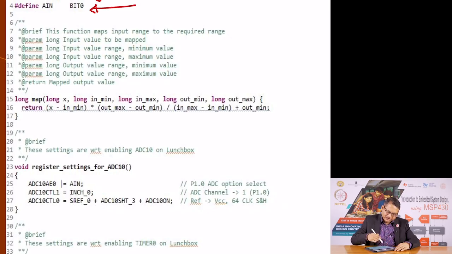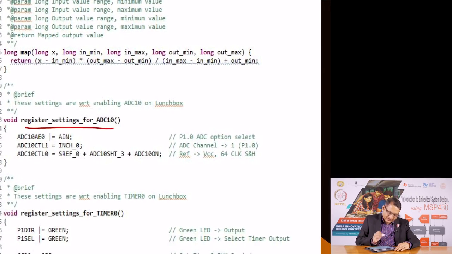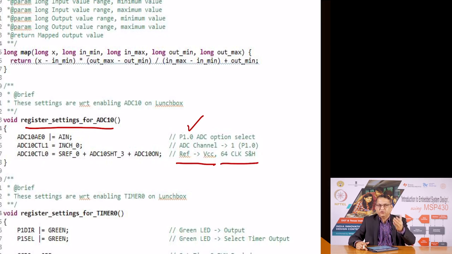Then we have a map function. I am going to come to this later. Here are the register settings for ADC0. What are we going to do? We are going to use P1.0 for ADC input, we are going to use VCC as a reference, and we are going to use 64 clock cycles for sample and hold. This allows the values to be stabilized.